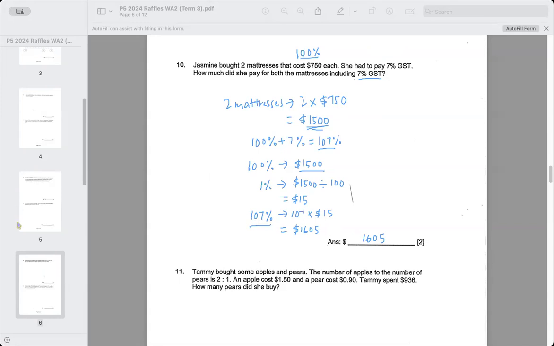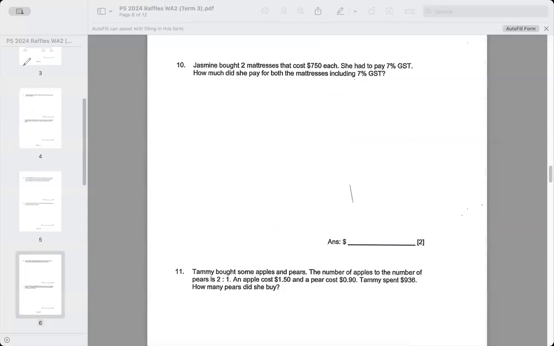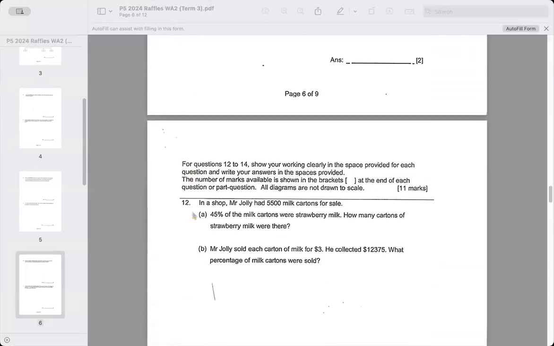So let me continue. Question 11, it's a ratio question. So I will skip question 11. With that, we will move on to question 12.